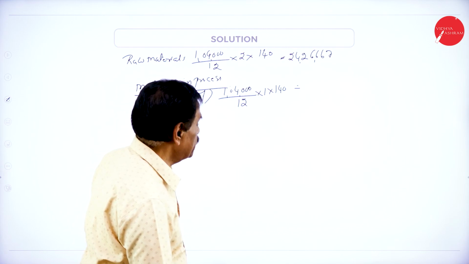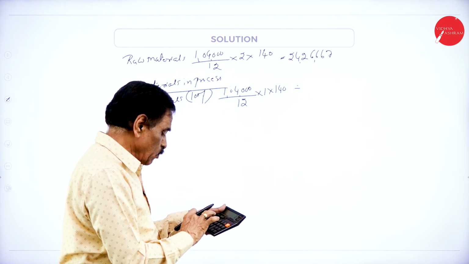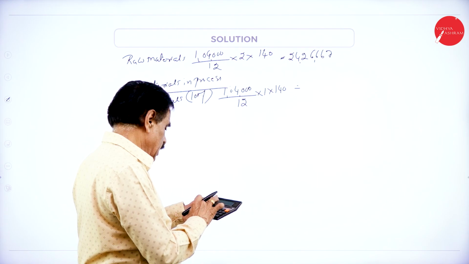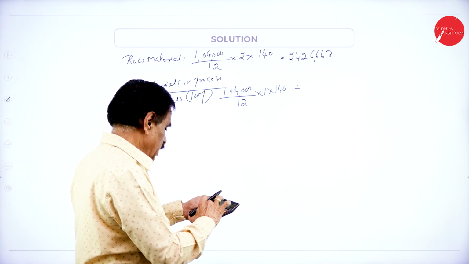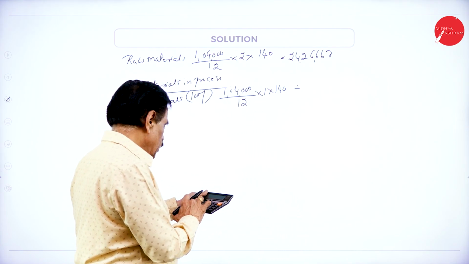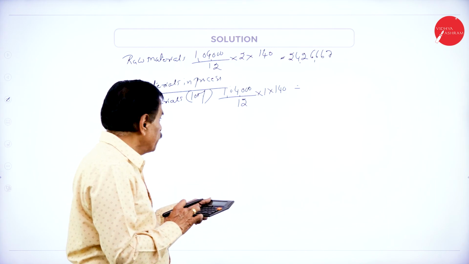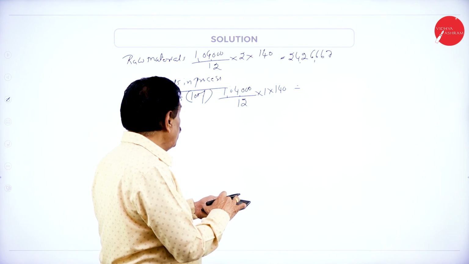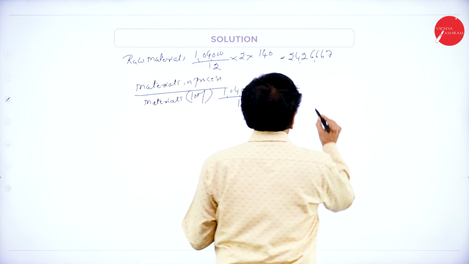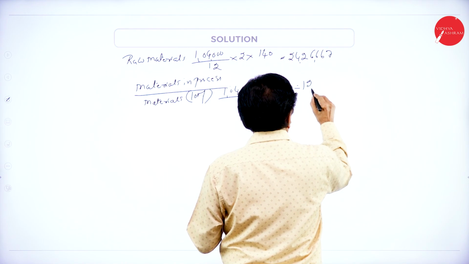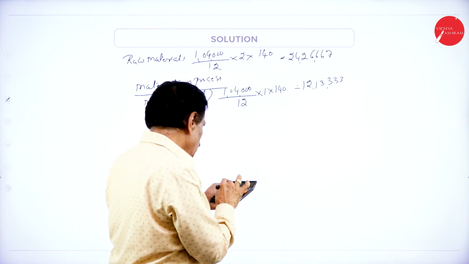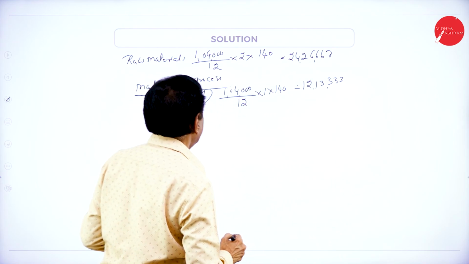So half of this. 1,04,000 divided by 12 into 2 into 140. So 12 lakh 13,333. Labor.